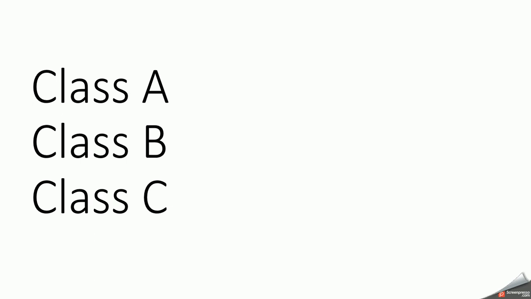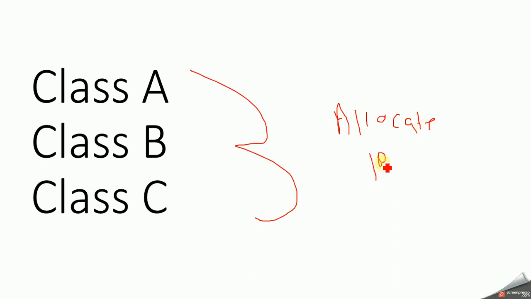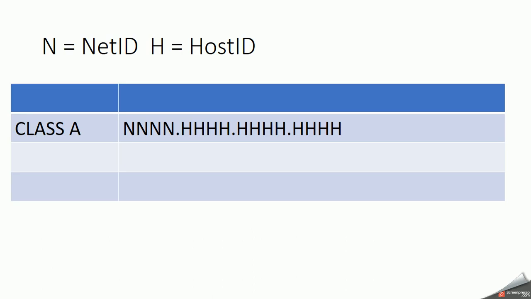So class A, class B, and class C have a job, and their job is to allocate different IP addresses. That's their job of class A, class B, and class C. So let's have a look at class A. N stands for net ID, H stands for host ID. Now, this is going to be a byte, which remember would be 8 bits. This will be a byte, this will be a byte, and this will be a byte. So each one of these is going to be a byte.